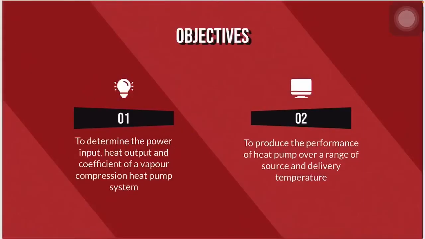I would like to present about the objective of this experiment, which is mechanical heat pump. The first objective is to determine the power input, heat output and coefficient of performance of a vapor compression heat pump system. And second, to evaluate the performance of the heat pump over a range of source and delivery temperatures.